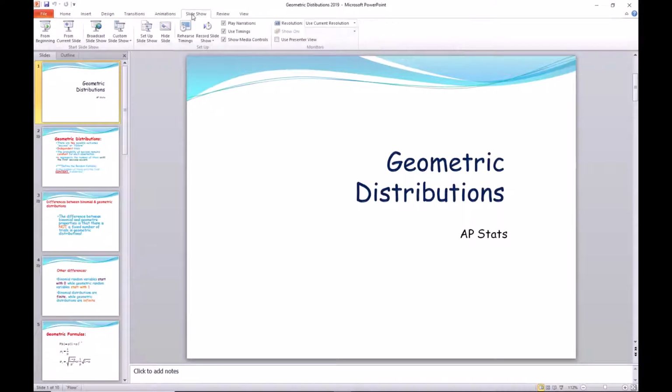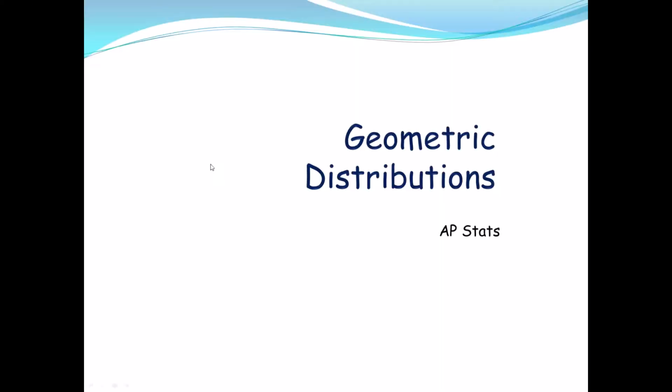So let's go ahead and get into it. We're moving away from binomial and into geometric, and there are a lot of similarities and a few differences. So let's just go for it. There are going to be 4 conditions for a geometric distribution, just like there are 4 conditions for a binomial distribution. In fact, they're almost identical.